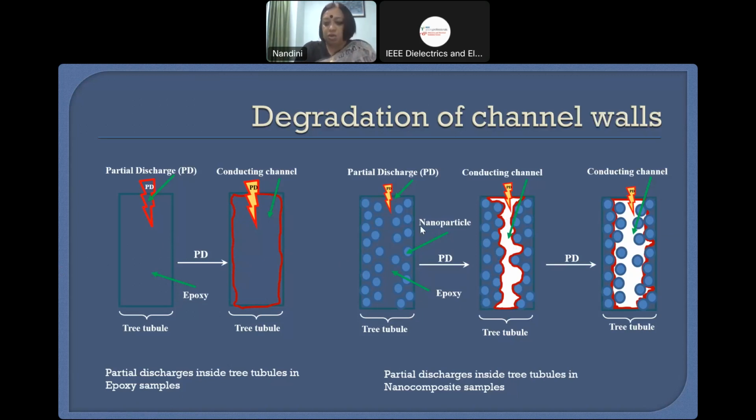The widening does not happen, and you have a situation where you have very filamentary channels and very small magnitude partial discharges. We have seen that when you have treeing in nanocomposites, this is accompanied by low magnitude partial discharges, and you have smaller filamentary channels. Again, this is a hypothesis. What is the proof for that? We have an indirect proof.